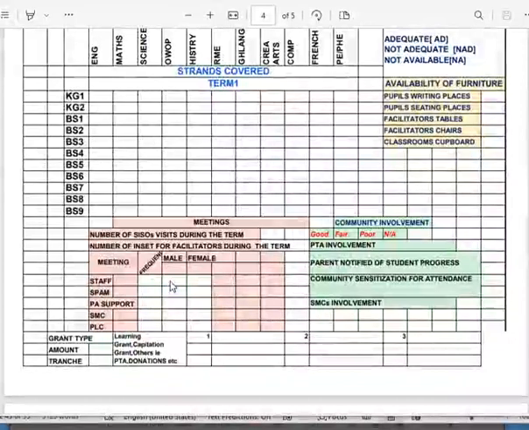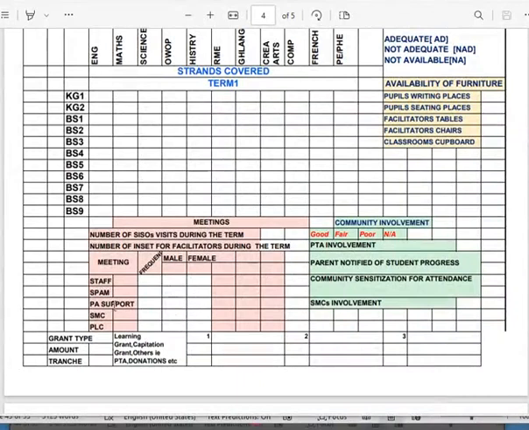So if you have 4 meetings and in all of them 5 teachers attended the staff meeting, and all the 5 teachers were males, then you have 20 males. If in all the 4 staff meetings, 3 females attended every meeting, then 3 times 4 will be 12. Okay, so cumulatively, you provide all the records over here.